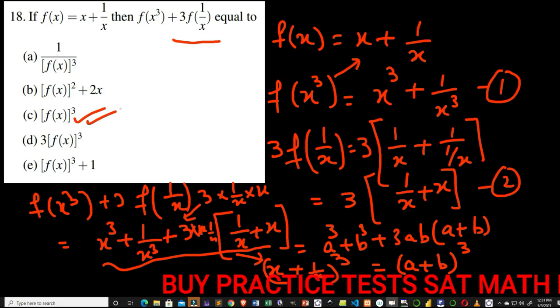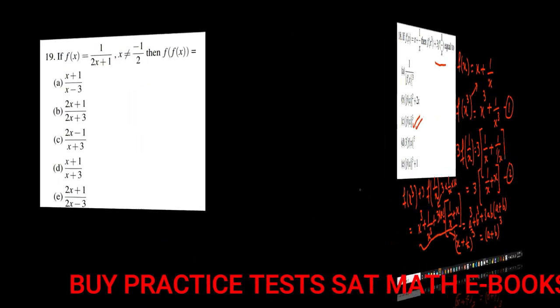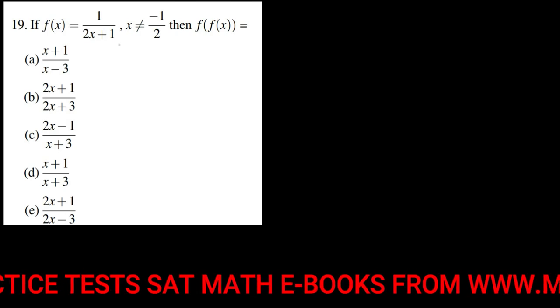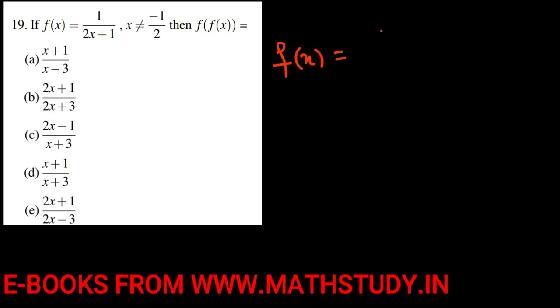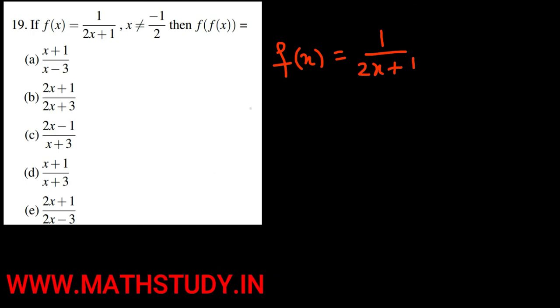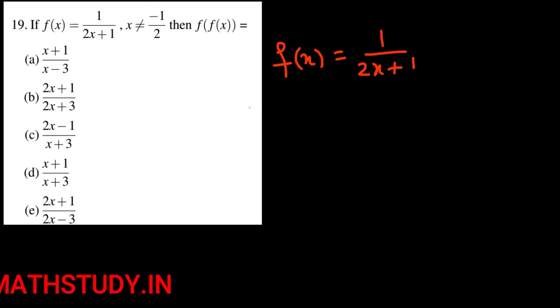Now let's move towards question number 19. So students, this is our question number 19. Here we have f of x, so let us write it down. F of x is given here, right? So f of x equals 1 upon 2x plus 1, right? We have this one. So now we have to find the value of f of f of x, right?